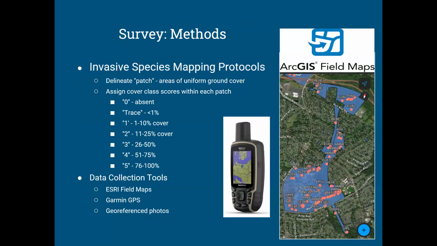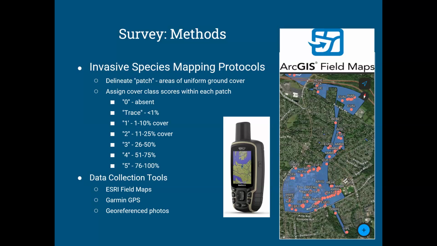And yeah, so we have our mapping protocols. We delineate a patch, and this is what I described earlier, areas of uniform ground cover, and that means native and non-native. And then we do things in categories. We don't say it's 18.5% cover. You can't do that visually. So you put them in categories. It's either absent, trace less than 1, 1 to 10, 11 to 25, etc. So we put every invasive species for every patch into a category.